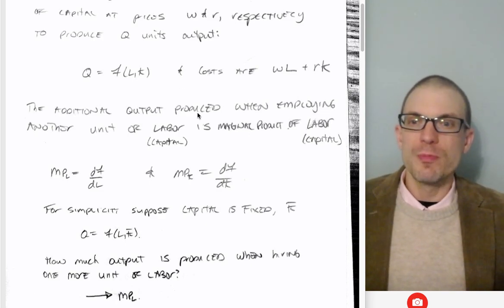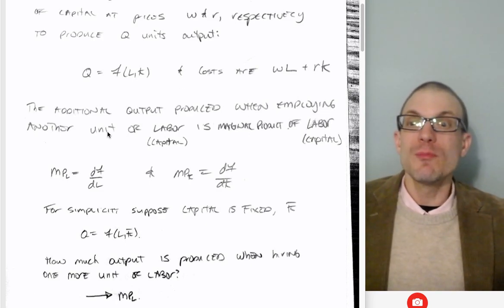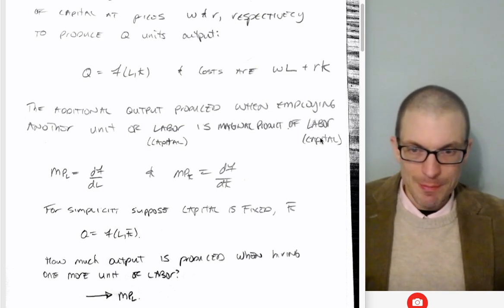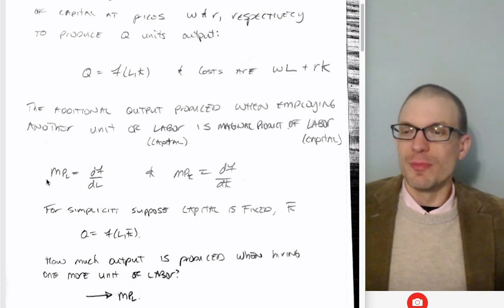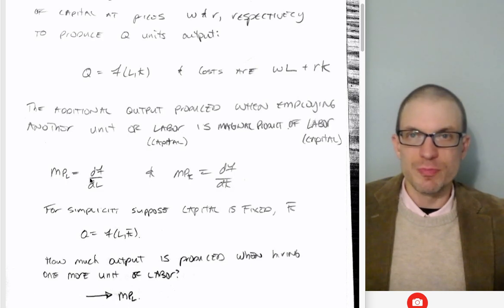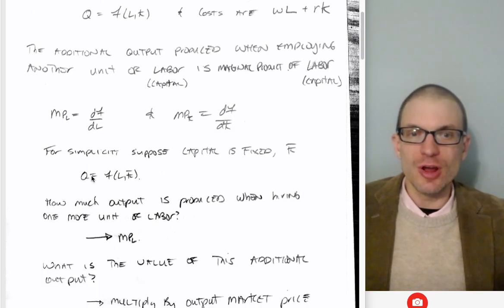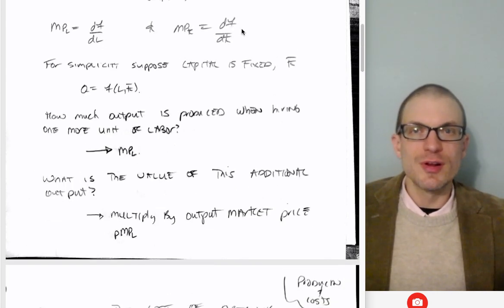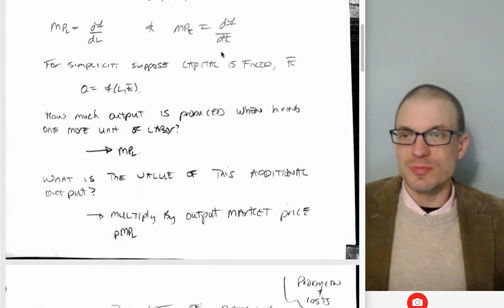The additional output produced when we employ one more unit of labor is the marginal product of labor, or if this is capital, the marginal product of capital. So my MPL is dF/dL and my MPK is dF/dK. The marginal product of labor is the derivative of my production technology with respect to labor, and the marginal product of capital is the derivative of the production technology with respect to capital.